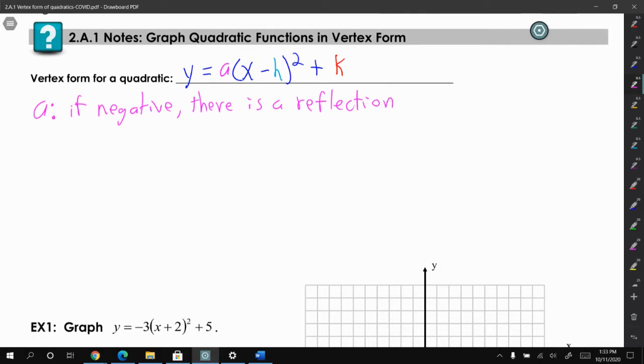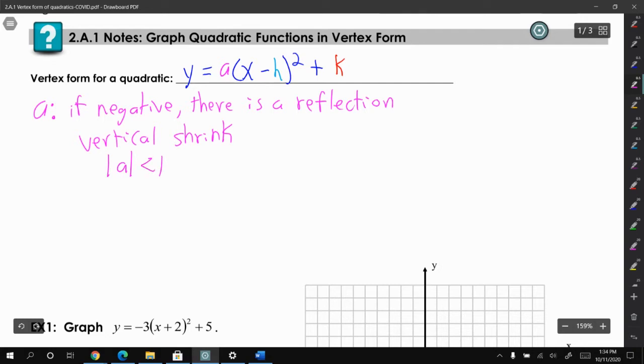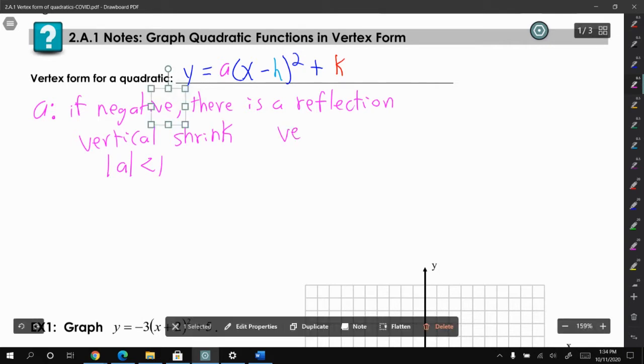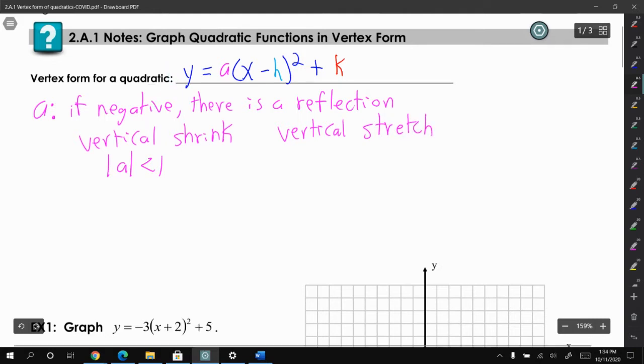It also tells us if there is a vertical shrink or vertical stretch. So we could have a vertical shrink if the absolute value of a is less than 1, like 1/3, 1/4, 2/5. That gives us a vertical shrink. We get a vertical stretch if the absolute value of a is bigger than 1, like -5 or 11. Those would be vertical stretches.